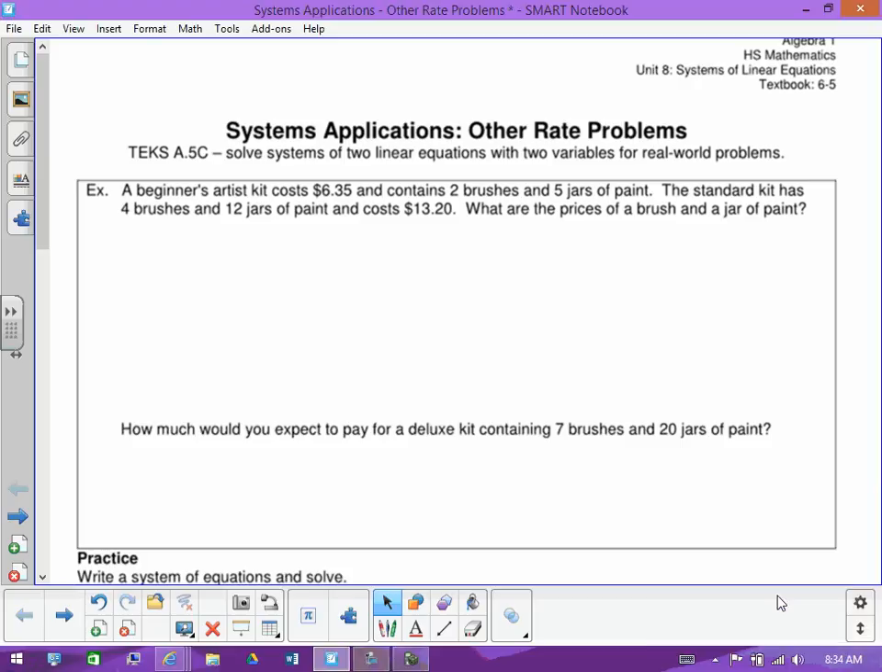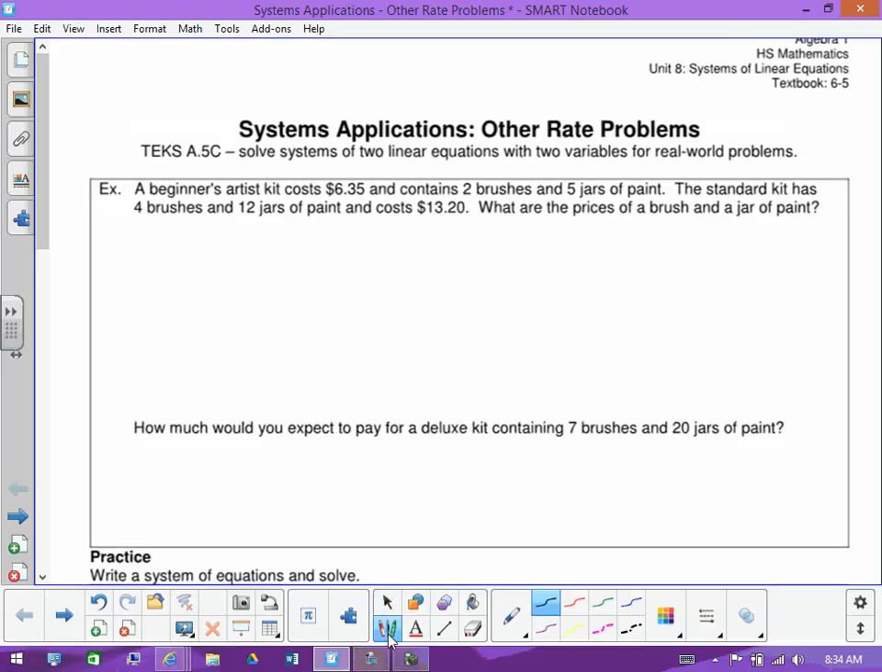So, on this one, one of the ways we can tell that it's not going to be labeled is because when we're looking at this, it says you have 635. It contains these and these. Standard kit has a total cost. And so anytime we have that, we want to set up those equations with the total.